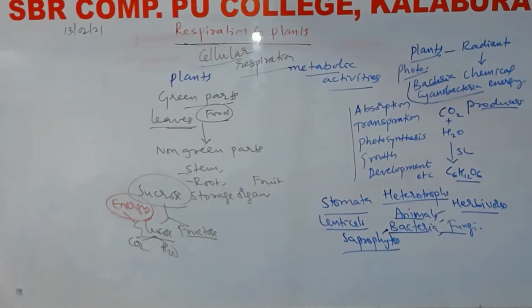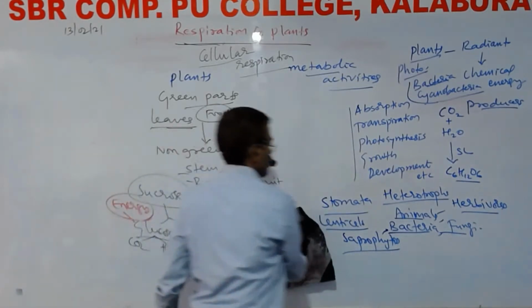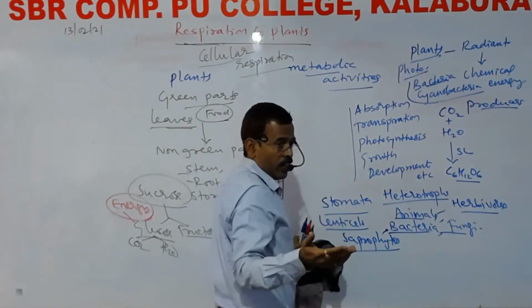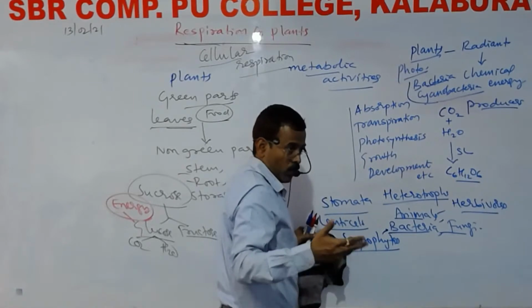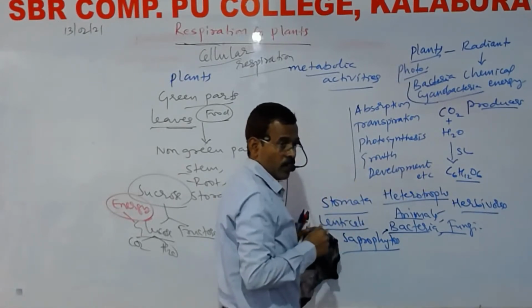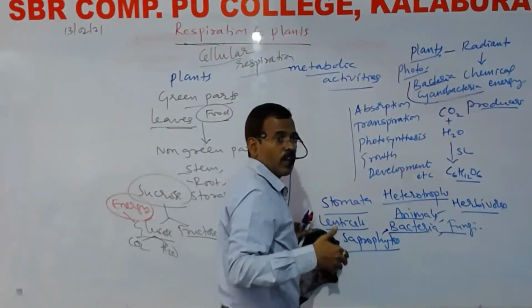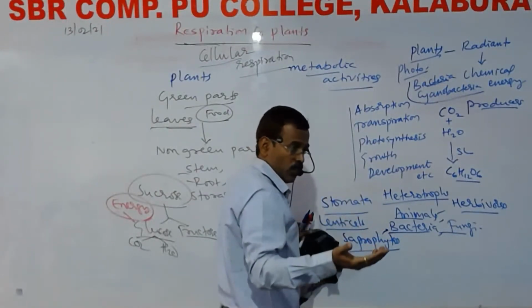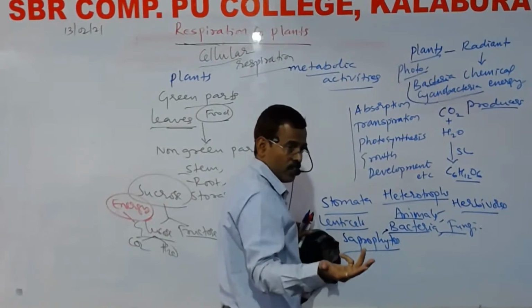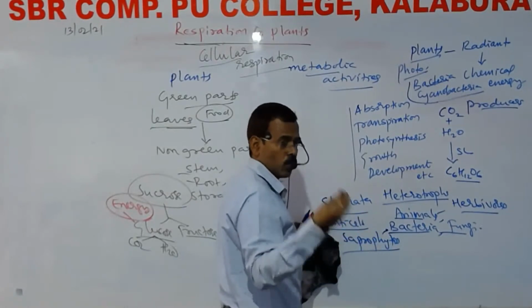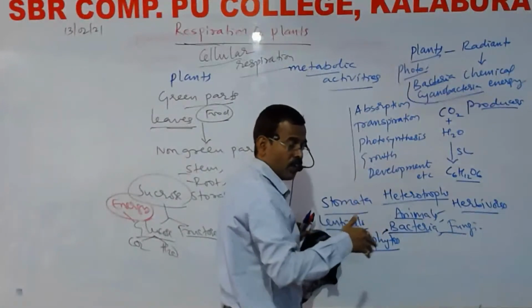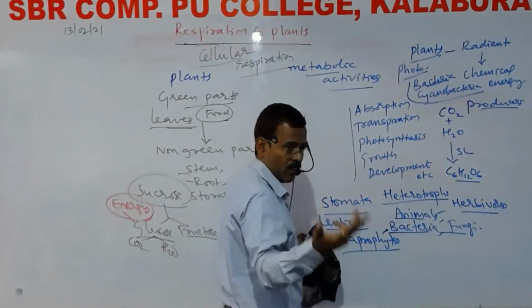So what is this cellular respiration for? See, in animals they need energy for locomotion. More energy is consumed in locomotion. Okay, reproduction, excretion, digestion. Okay, so many activities will be there in animals. They need energy. So that energy they are going to get through the food, either feeding on the plant or feeding on other animals like carnivores.